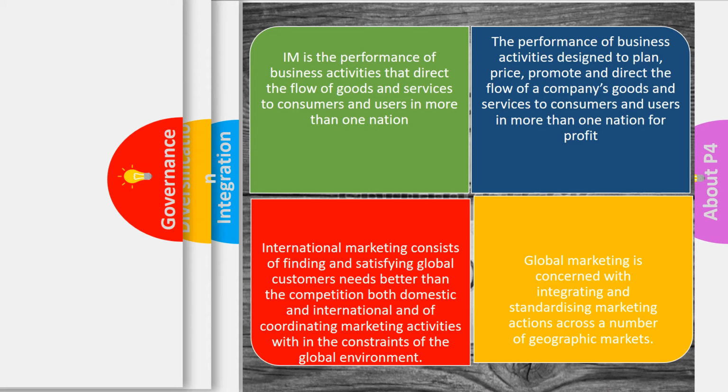International marketing consists of finding and satisfying global customers' needs better than the competition, both domestic and international, and coordinating marketing activities within the constraints of the global environment. So, bringing in different elements: identifying customers' needs, bringing in competition, doing it better than the competition, and coordinating marketing activities with the constraints of a global environment. Because do you standardize your marketing mix, or do you tailor make each of your marketing mix depending upon the countries you go into?